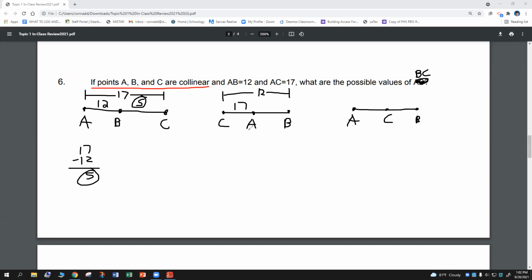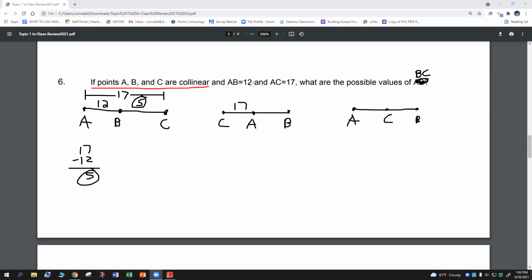Okay. If we were to do 12 minus 17, we would end up with -5, right? But we can't have negative distances, so we're going to have to say that's not a possibility. AC can't be smaller than 8, whoops, sorry, wait. I did that wrong. This one works, I'm sorry.